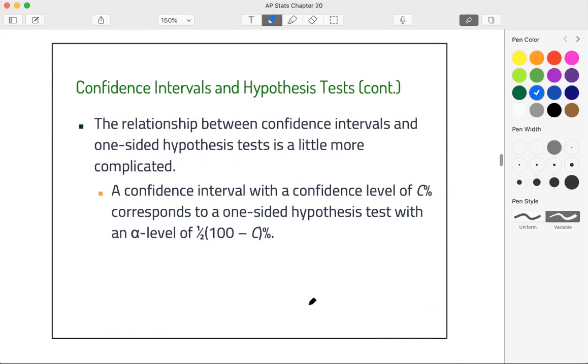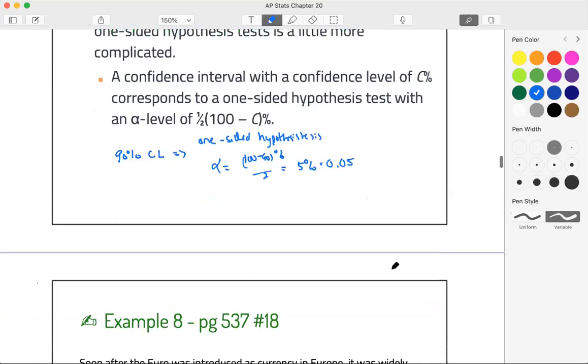Whereas if you have a confidence interval and a one-sided hypothesis test, we have to remember to divide by 2. So for example, if I have a 90% confidence level and I look at a one-sided hypothesis test, the corresponding alpha level would equal 100 minus 90% divided by 2, which equals 5%, which corresponds to 0.05 level for the hypothesis test.